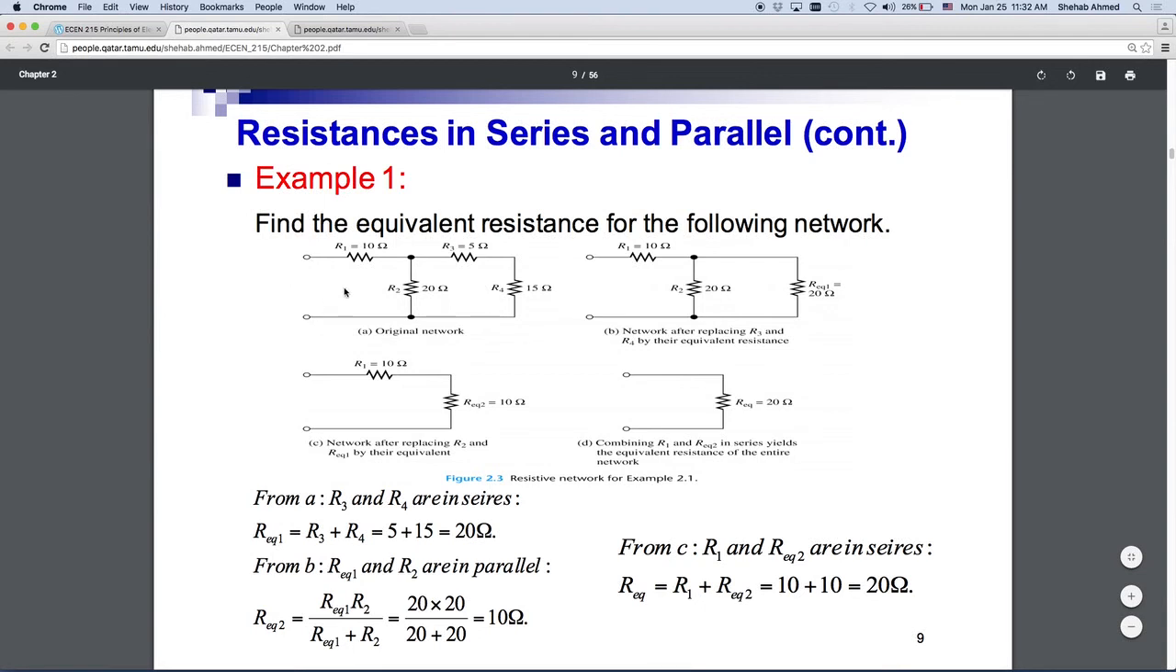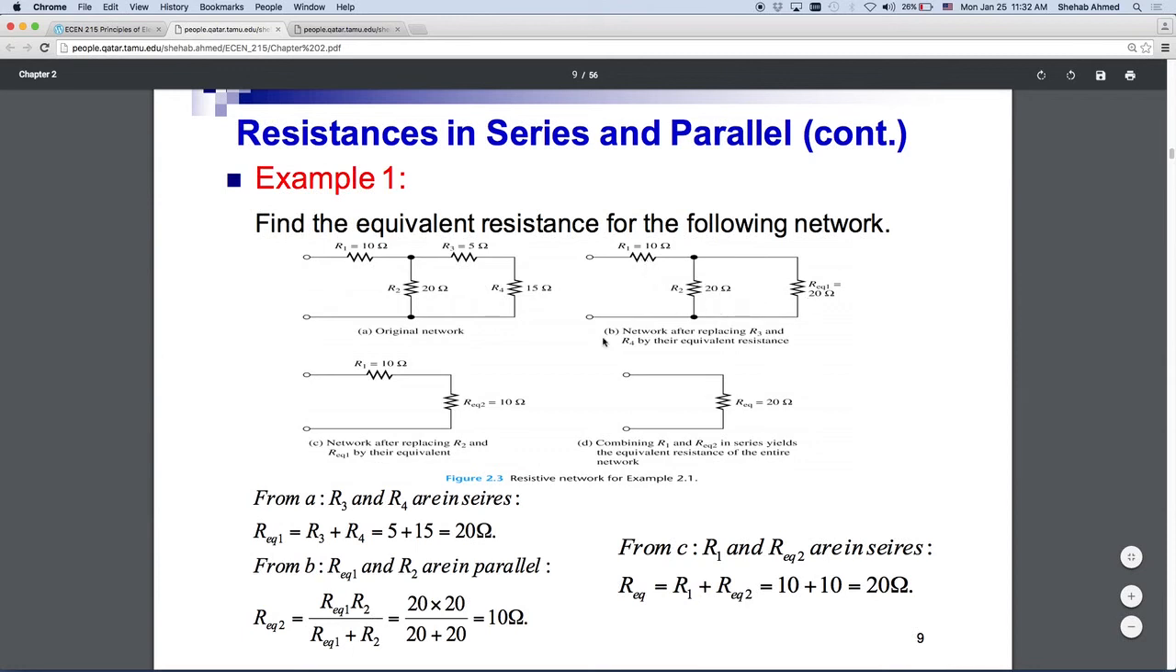So these two are in series. We find the equivalent by adding them up. So this is 15 and 5, that's 20. And then how do we find the equivalent resistance here? These two are in parallel, and then after you find the value that's in parallel, that equivalent value is in series with this.